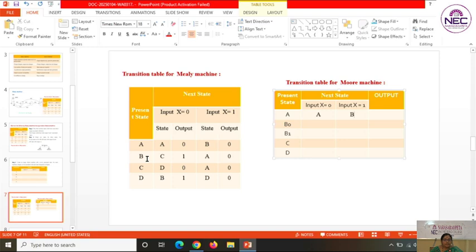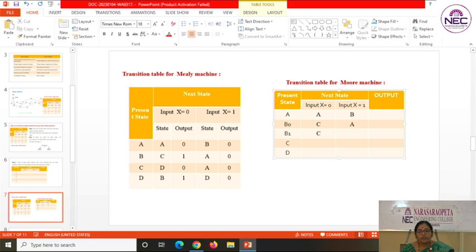B state is split into two states, B0 state and B1 state. B state, input x is equal to 0 goes to C state. So, B0 state and B1 state are the same. B0 state goes to C state, B1 state goes to C state. Next, B state, input x is equal to 1, the B state goes to A state. So, B0 state goes to A state, B1 state goes to A state.